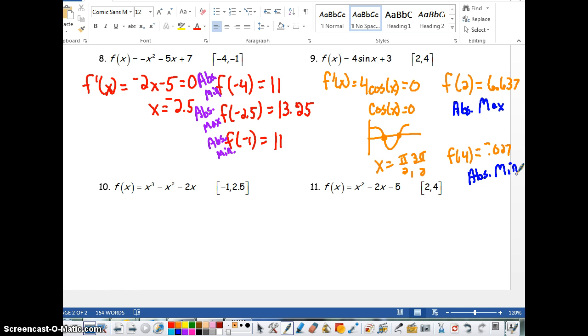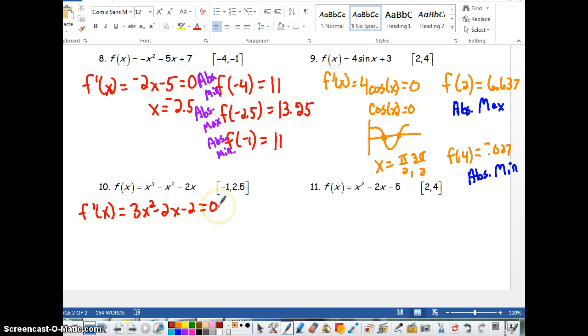All right, we'll do the same exact thing for number 10 and 11 now. So for number 10 here, I'm going to take my derivative. F prime of x is going to equal 3x squared minus 2x minus 2. Again, I'm setting that equal to 0 to find any mins and maxes. I'm doing that so that I can find out if there are any mins and maxes that occur between -1 and 2.5.